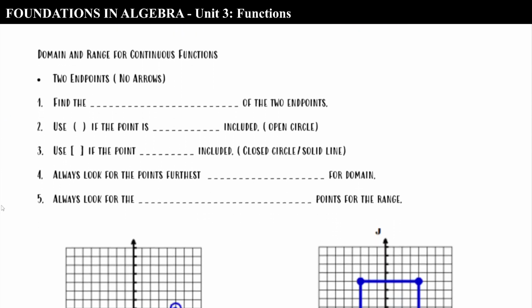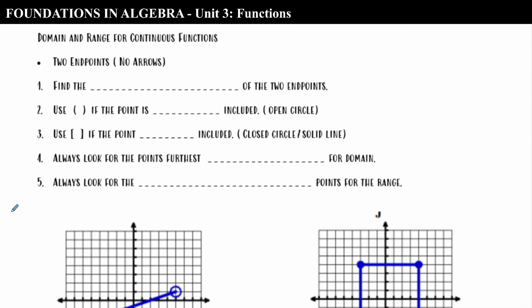So let's talk about domain and range. That's basically going to be what we talk about the rest of this section. And we're going to start with continuous functions. So for two endpoints, which means we have no arrows, first you're going to find the location of the two endpoints. Then you're going to use parentheses if the point is not included. Okay? So on the graph it will look like an open circle. We're going to use brackets if the point is included, and that would look like a closed circle or a solid line on a graph.